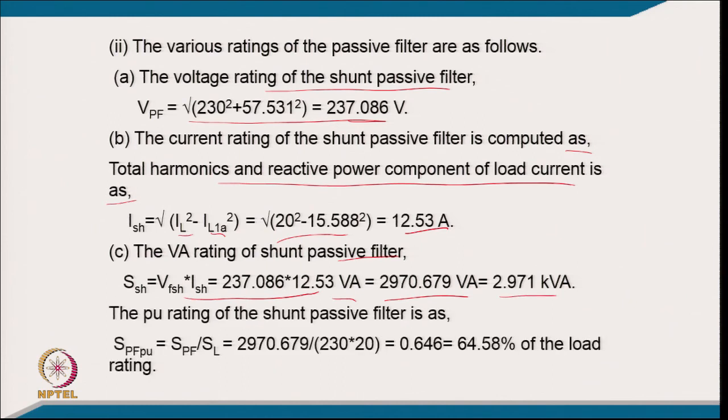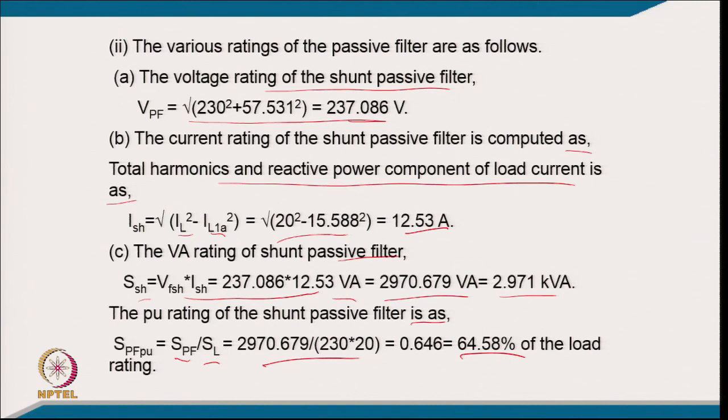Series filter rating we already calculated. So, the per unit rating of the passive shunt filter will be the passive shunt VA divided by the load rating. So, that comes around 64.58%. So, a major amount of loading goes to the passive shunt filter. I mean the series filter consists of only a small 19 to 20%, but here 65% loading goes to the shunt filter.